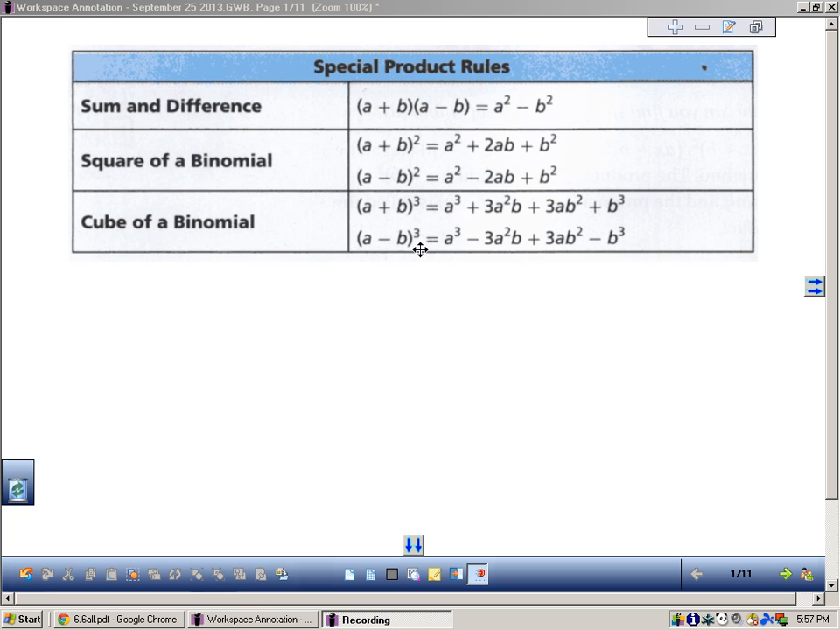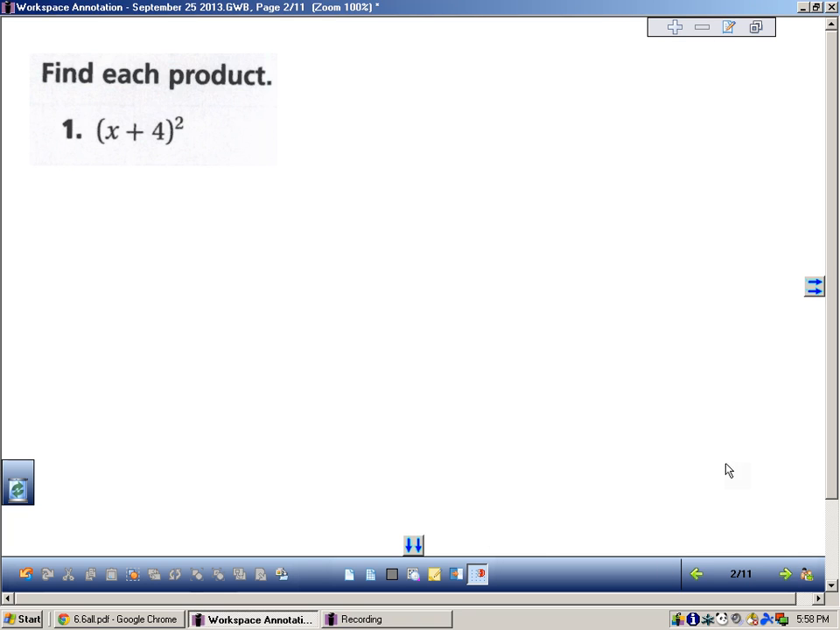using either a generic rectangle, the distributive property, or the FOIL method. So let's just multiply and then see if we can find these patterns. Alrighty, so let's start with question number 1 on page 359. And here's the question.